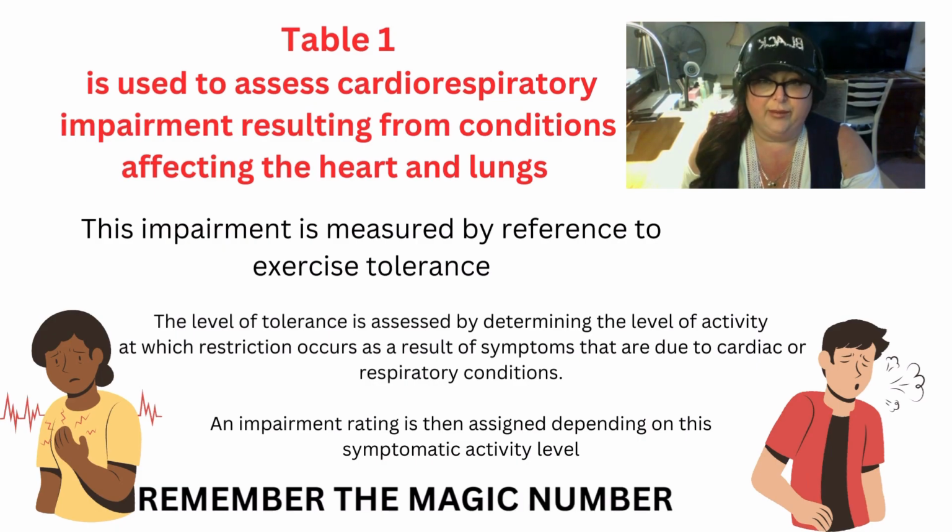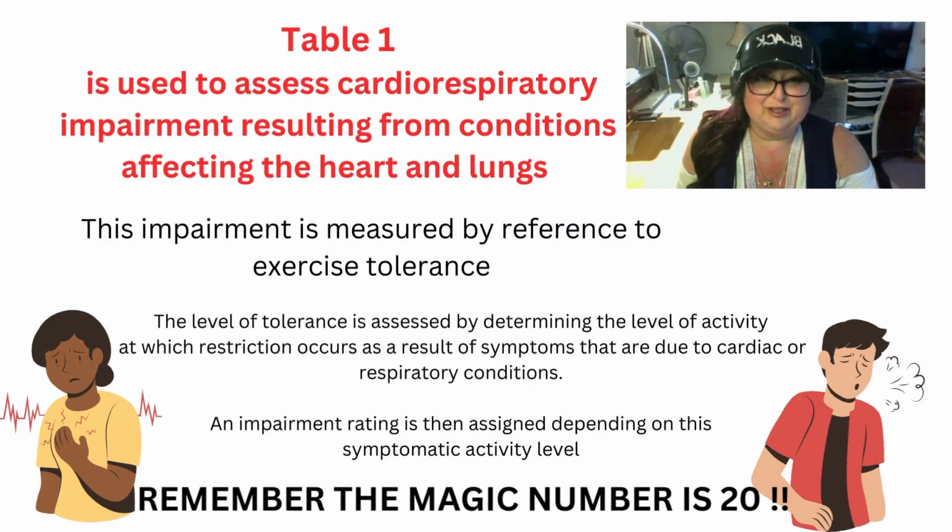Impairment Table number 1 is used to assess the cardiorespiratory impairment resulting from conditions affecting the heart and lungs. The impairment is measured by reference to exercise intolerance.